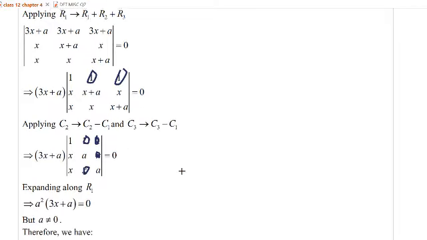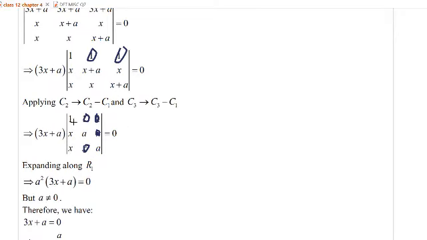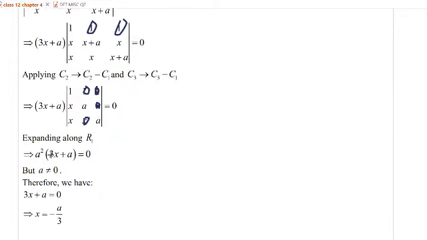Okay. Now I can expand with row 1. So because two zeros are there, hiding the row and column of the 1, I'll get a square minus 0, that is a square, right? So I have 3x plus a into a square, that is equal to 0. So from here, a square I'll send towards 0, so it will become 0 itself. X will be minus a by 3, so this is our answer. Okay.